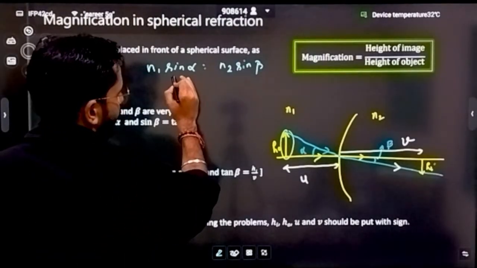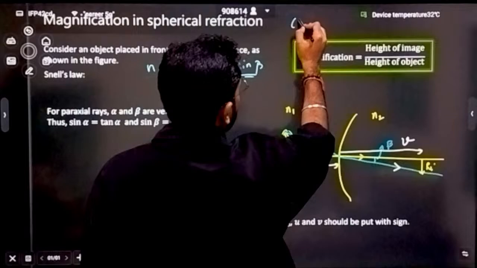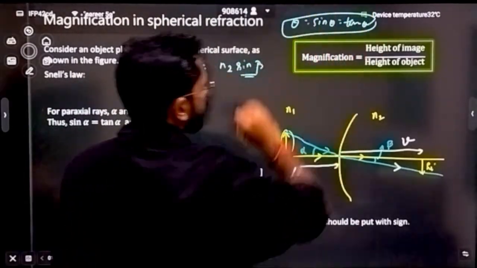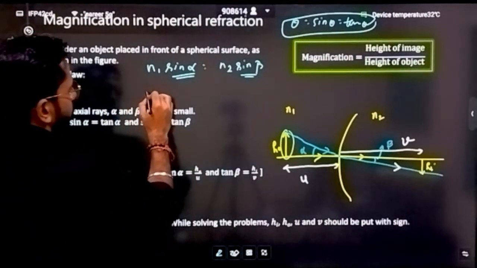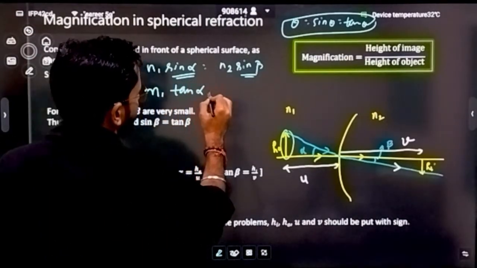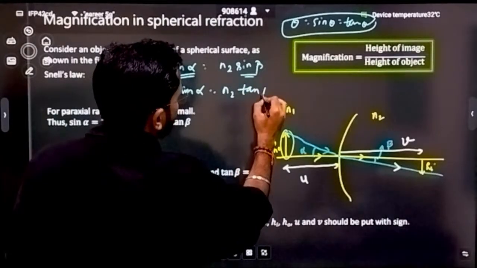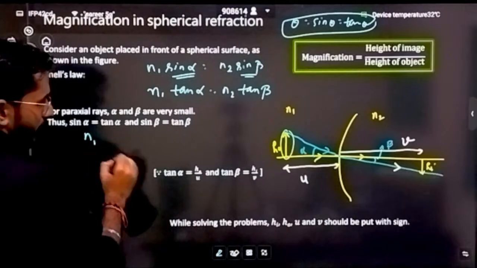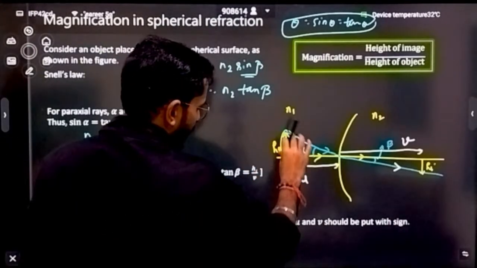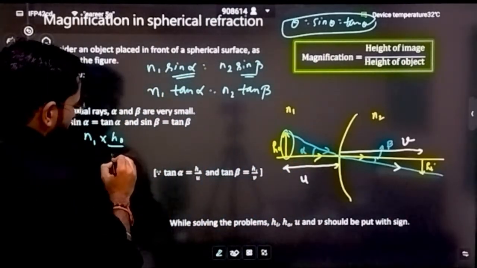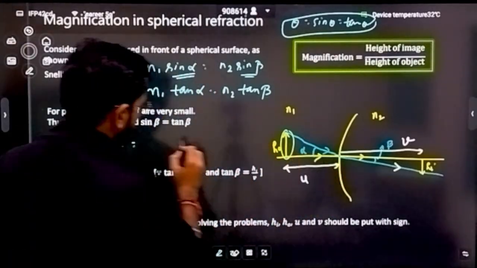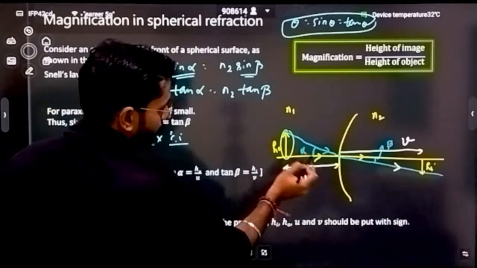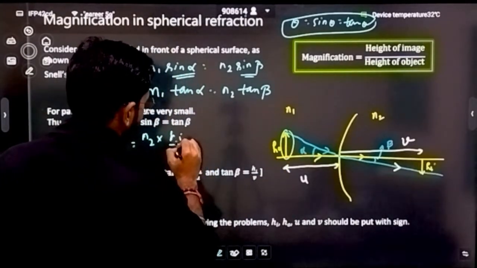So further can I say, if the angles are very small, I can write theta is equals to sine of theta is equals to tan of theta. Every place I am using this. So I'll be writing here N1 tan of alpha is equals to N2 tan of beta. Tan of alpha, perpendicular upon base, that means h0 divided by u. Tan of beta will be written as hi divided by the distance of image, that is v.